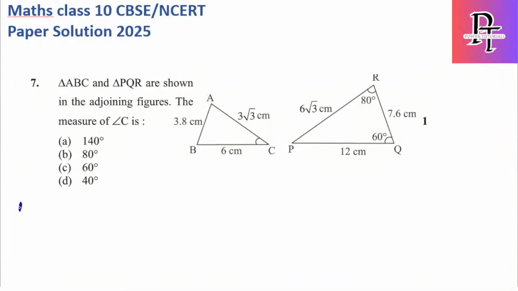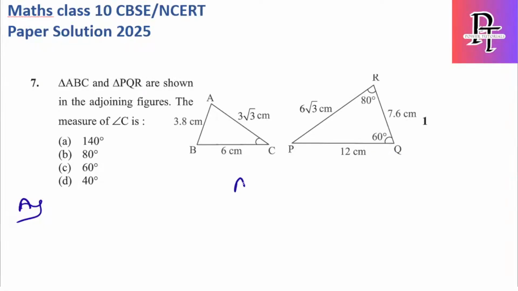Okay, let's see the 7th question. Triangle ABC and triangle PQR are shown in the adjoining figures. They measure the angle of C. If you find this type of question, there is a clear indication that these two triangles are similar. But still, you can write how they are similar. If you notice here, AB is 3.8, this is 7.6, AC is 3 root 3 and this is 6 root 3, whereas BC is 6 and PQ is 12.